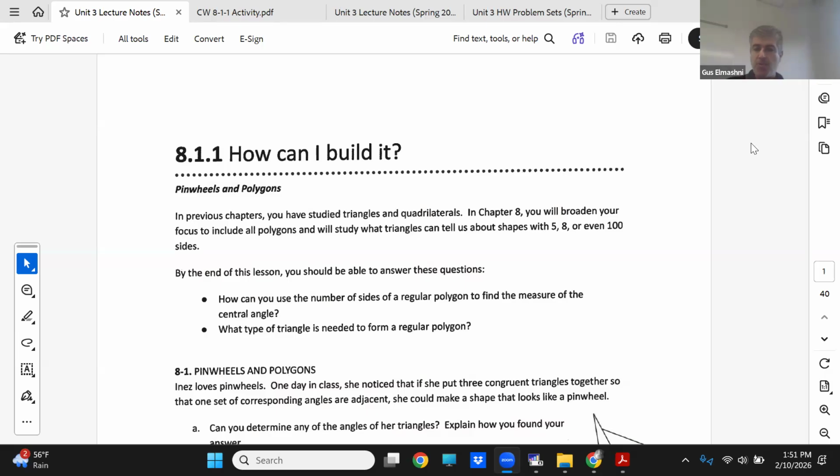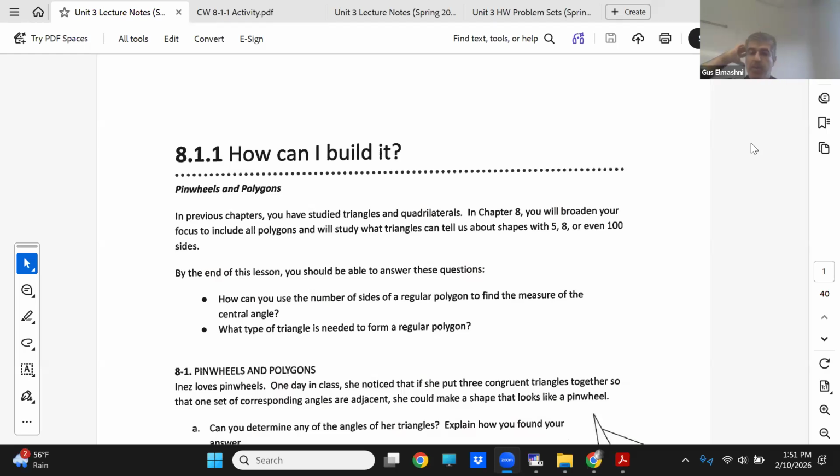In the previous chapter, you studied triangles and quadrilaterals. In chapter 8, you'll broaden your focus to include all polygons, and we'll study what triangles can tell us about shapes with five, eight, or even 100 sides. So this is still going to be triangle heavy. We're still going to use triangles as the foundation for these shapes. But by the end of this lesson, you should be able to do the following.